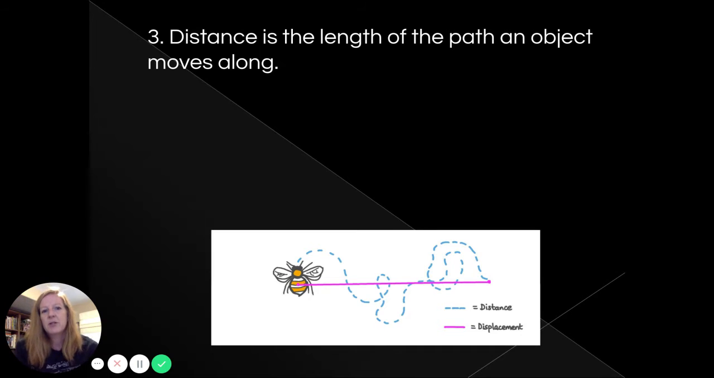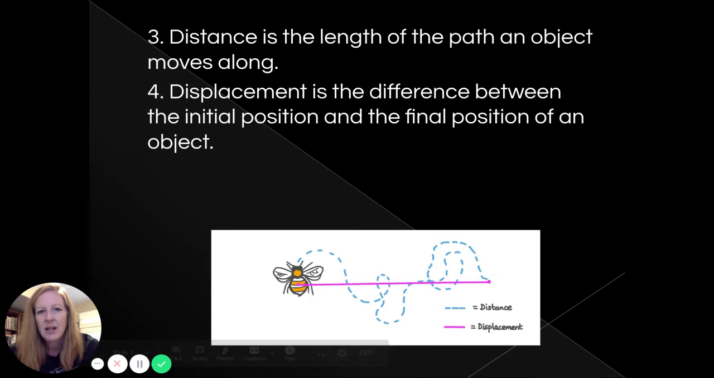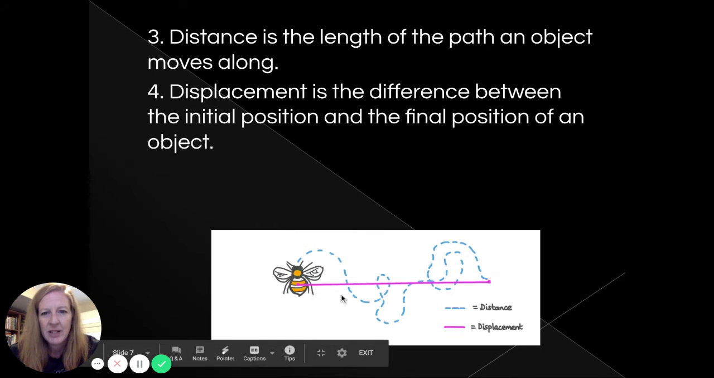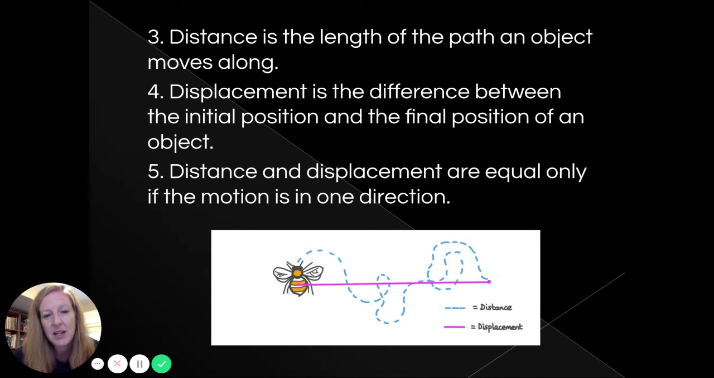So when we talk about describing movement or motion, we want to think about two key terms: distance and displacement. Distance is the length of the path the object moves along. So here's my little bee. He's buzzing all over the place. So he traveled a great distance, but his displacement was significantly shorter. Displacement is the actual difference between the initial and final position. So they are not always the same, but they can be.